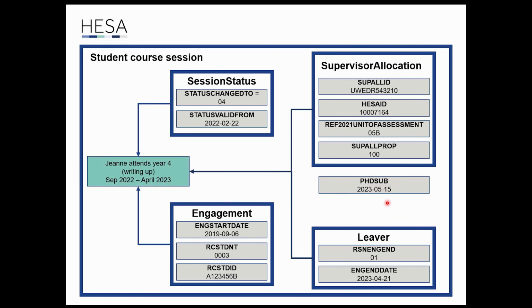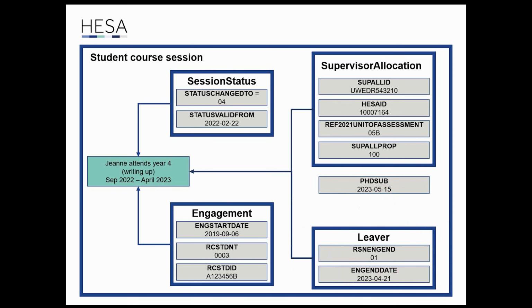But you would expect to see a PhD submission date at the point that Jean first submits her PhD. And when she completes her engagement, we'd see a leaver entity returned with whatever the relevant reason for ending is, and an end date as well. And for PGR students, the definition of an end date is slightly different to other students. It is in relation to when the student's award is confirmed. So the point that Jean's award is confirmed should be given an end date and a leaver entity to show that, with any applicable qualification awarded.